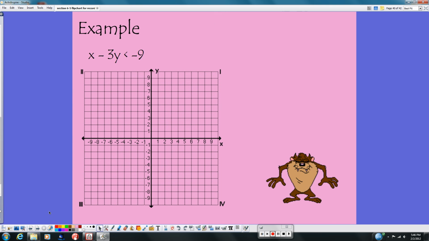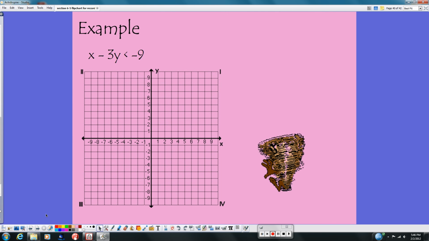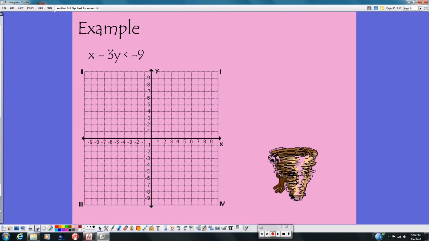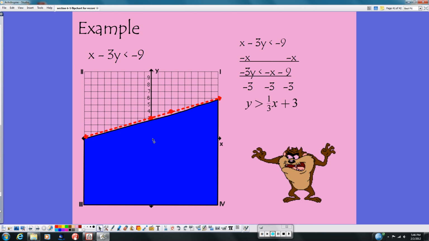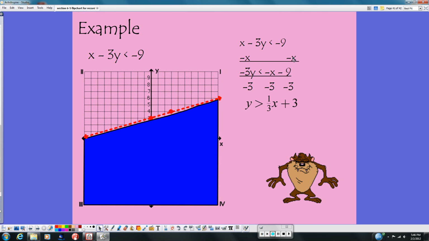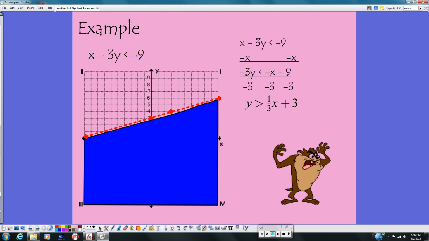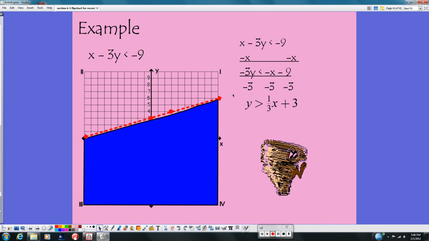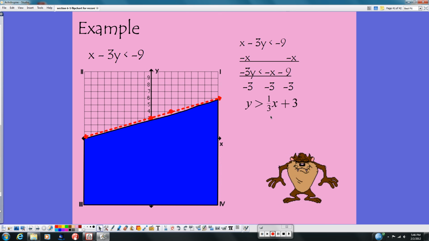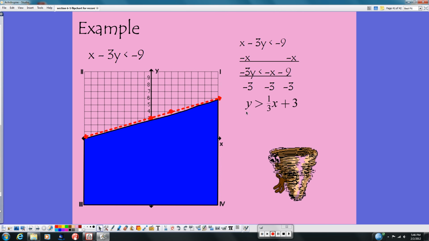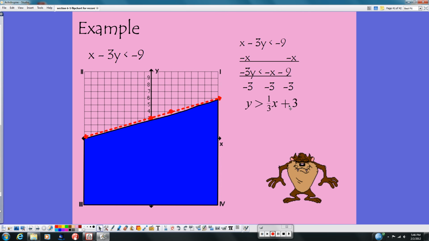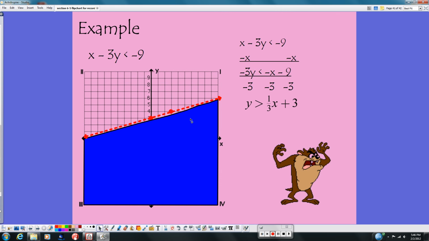Try this one. X minus 3y is less than -9. Remember, you have to get y all by itself. Let's see how you did. First thing we're going to do is subtract x from both sides. Then we have -3y is less than -x minus 9. We're going to divide by -3. Remember, multiplying or dividing by a negative reverses the inequality symbol. So this becomes y is greater than 1/3 x plus 3.